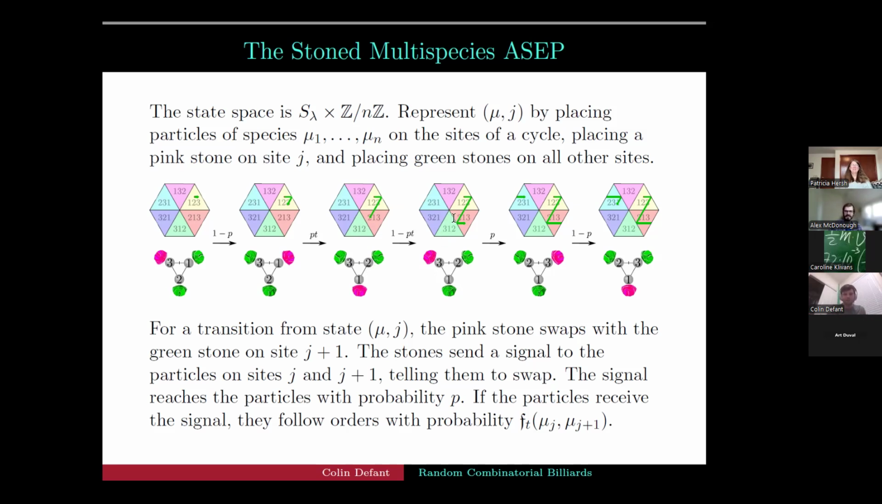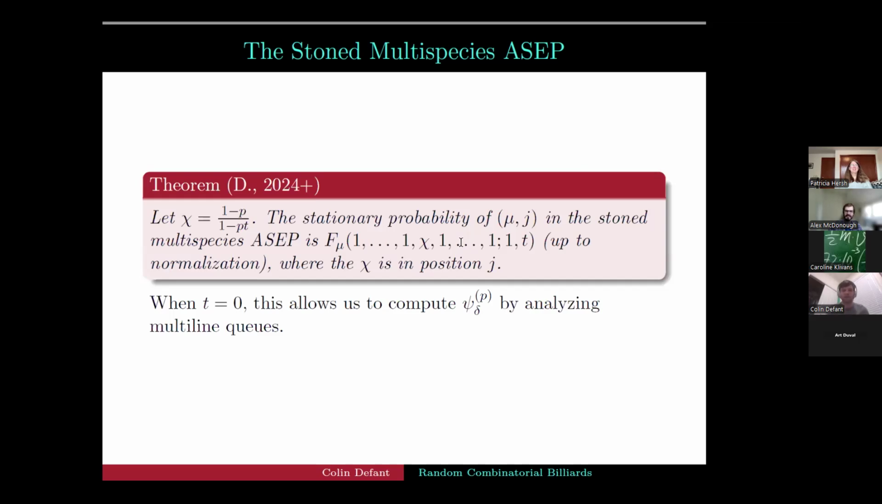Okay, so the theorem is I can compute the stationary distribution of this stone multi-species ASEP. So if I want to compute the stationary probability of mu comma j, I take this ASEP polynomial f mu from before. And just like before, I plug in q equals 1, and I set all the variables to be 1, except for the variable xj, which I set to be this number chi, which is 1 minus p over 1 minus pt. So it's very similar to what you do for the multi-species ASEP, except now you have this extra number that you plug in for the jth variable.